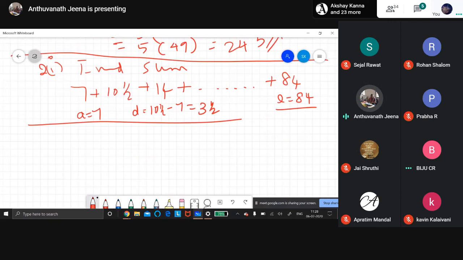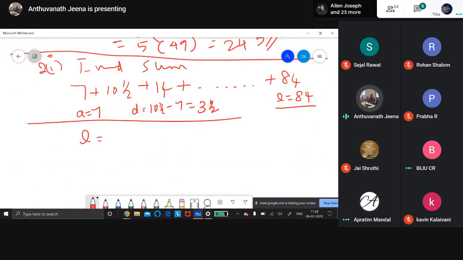How will we find N? Last term, L is equal to AN. AN formula is given: A plus N minus 1 into D. This answer is 84, children. Do you understand? The last one is 84. From there, you calculate N. Then go to SN formula. Here, it is a 3-mark question because you need to calculate N and then go to SN.